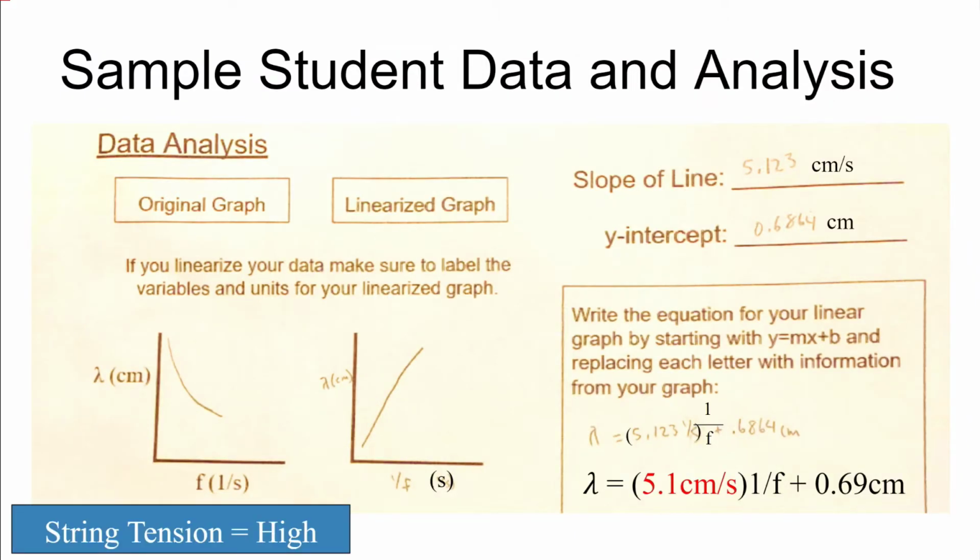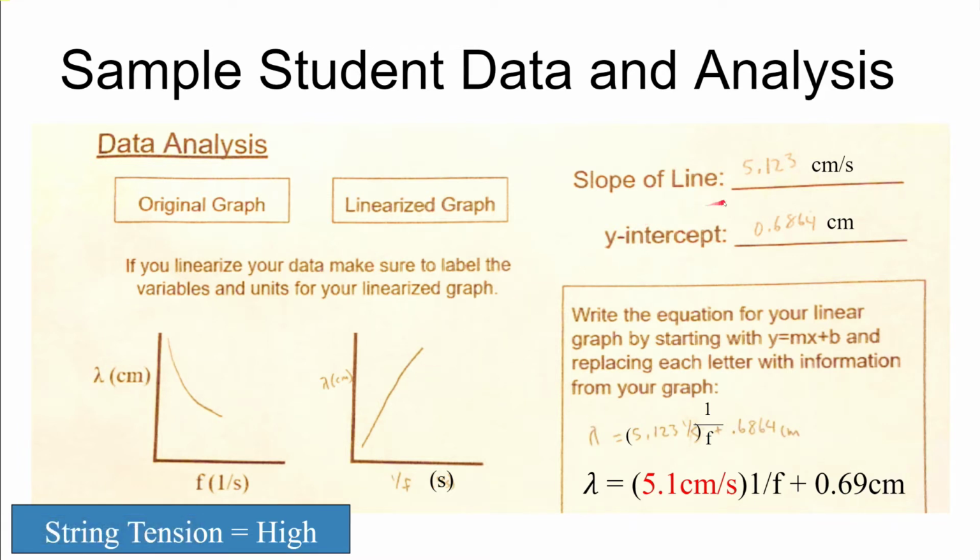So here's some data and some preliminary analysis for a data set that was collected using high tension in the string. They graphed the wavelength versus the frequency, and they got a hyperbolic relationship. As the frequency increased, it was shaken at a faster rate, more cycles per second, and the wavelength decreased. In order to write the equation for how wavelength and frequency are related, it looks like they linearized their graph. They inverted the frequency on the x-axis, and it looks like they got a straight line.